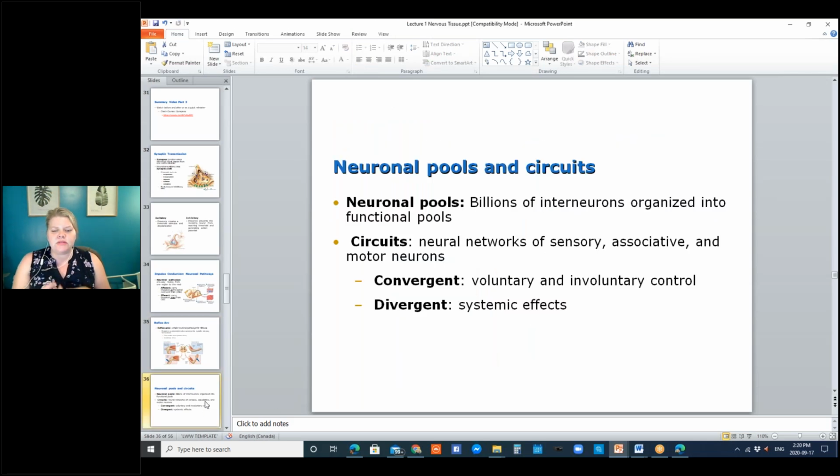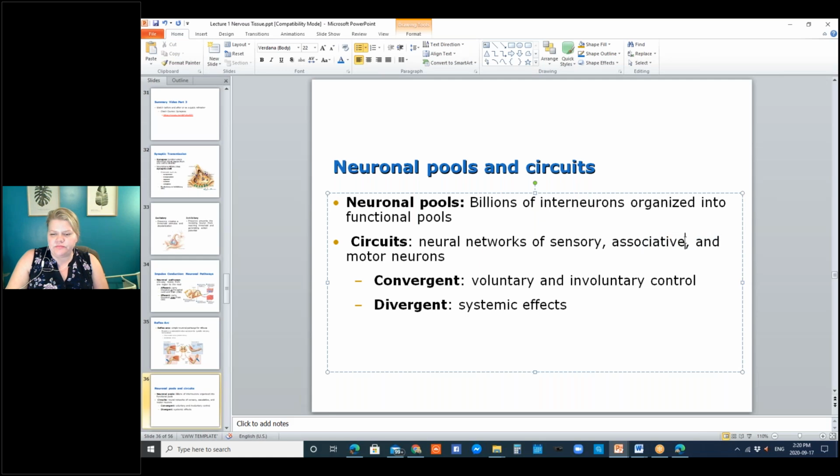Okay, so neuronal pools and circuits. Neuronal pools are defined as billions of interneurons, those are those purple neurons, organized into functional pools. This is just to organize information, and that's really all you have to know about that. Circuits are neural networks of sensory, associative, and motor neurons. I guess I should have called this interneurons. Interneurons and associative neurons are exactly the same. Okay, don't get confused by that.